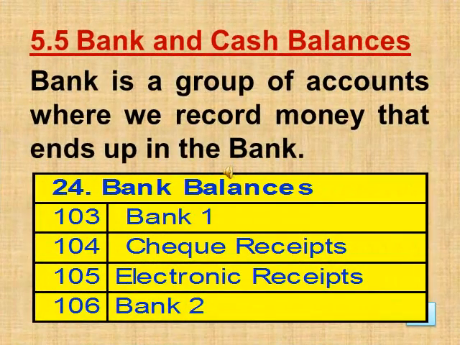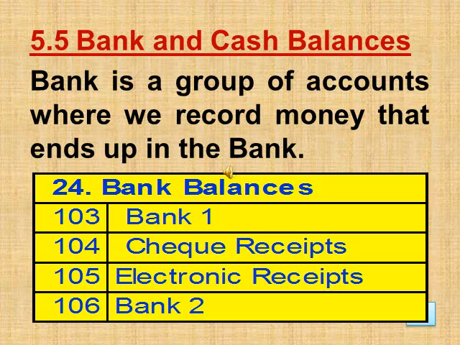Section 5.5. Bank and cash balances. Bank is a group of accounts where we record money that ends up in the bank. We have Bank Account 1, the Check Receipts Account, Electronic Receipts Account, plus Bank Account 2, if the business has more than one bank account.